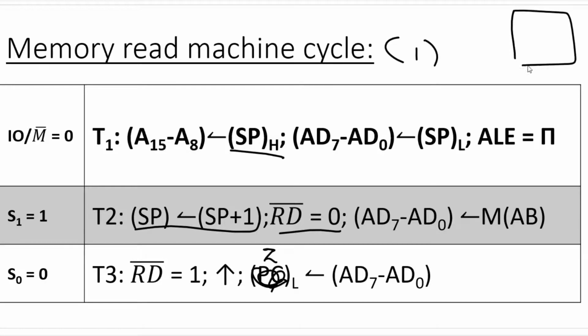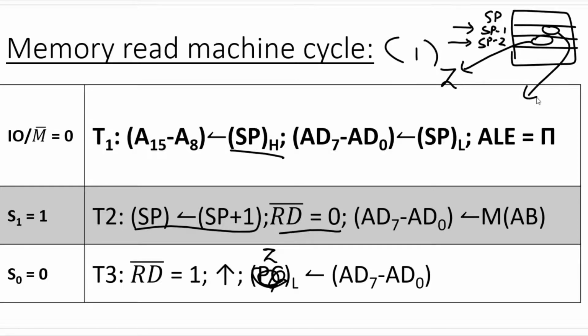This is your stack pointer. Stack pointer is already pointing to this location. So this location is read. Whatever was on this location will be stored in Z. This will be memory read machine cycle number 1. It will be incremented by 1 so that it points to this location. So whatever was on this location will be read and stored in W. So now we have already retrieved the contents from the stack pointer.